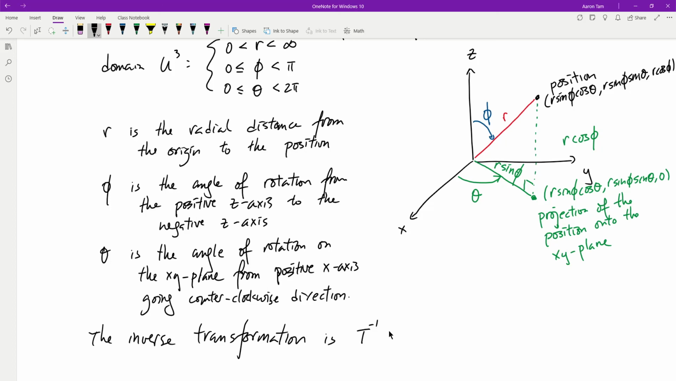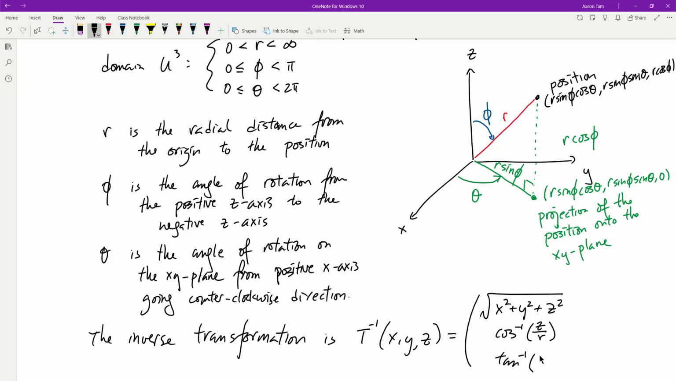It is T inverse of x, y, z, and that's given by this set of functions: square root of x squared plus y squared plus z squared, cosine inverse of z over r, and then tangent inverse of y over x. Now, the middle one is a little weird because I have z over r, but I haven't defined what r is. But r is what the top coordinate is. So instead of writing out the square root of x squared plus y squared plus z squared, I just get lazy and write r.